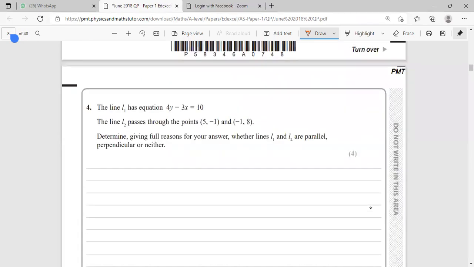Okay. So do you guys know equations and lines and gradients and all that? Yep. Okay, let's do this question then. Now this is the last question. So the question is, the line L1 has equation 4y minus 3x equals 10. Okay. The line L2 passes through the points this and this. Okay, this is what we have been given, and we need to read the question now. Determine, giving full reasons for your answer, whether lines L1 and L2 are parallel, perpendicular, or neither.